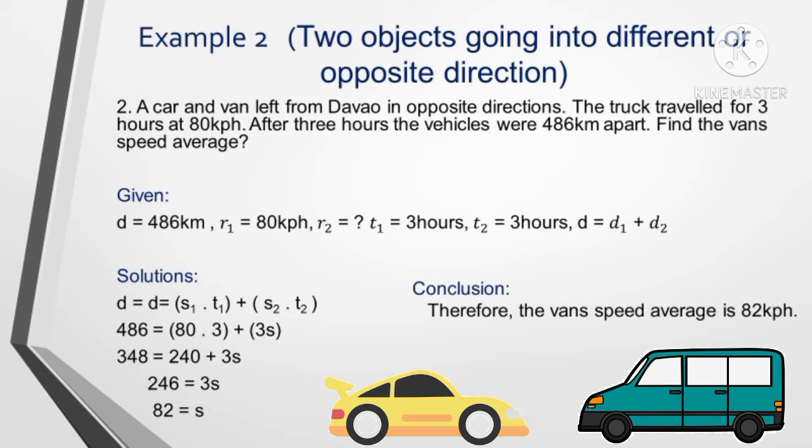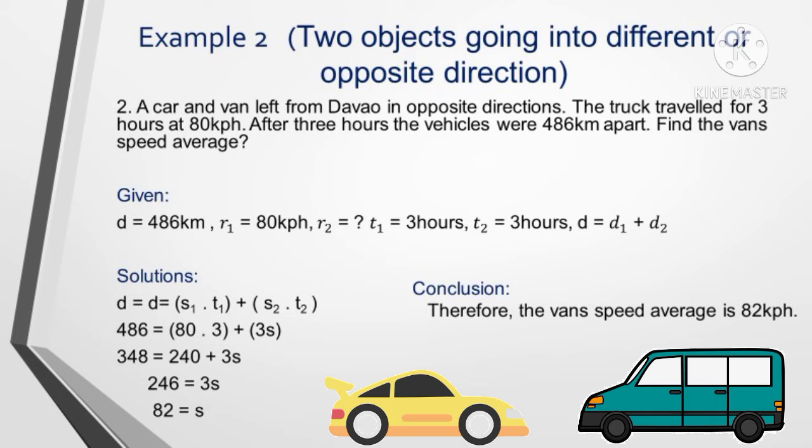So, ito yung given niya. D equals 486 km. R1 or rate 1 equals 80 kilometers per hour. So, yung hinahanap natin is yung R2 or rate 2. T1 equals 3 hours and T2 equals 3 hours na rin, kasi same sila nung time na pag-alis. And then D equals D1 or distance 1 plus distance 2.